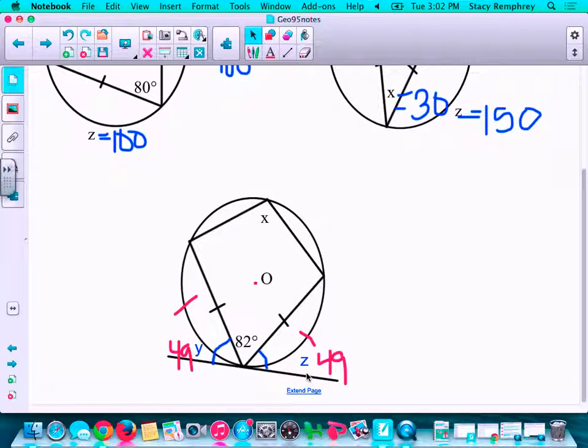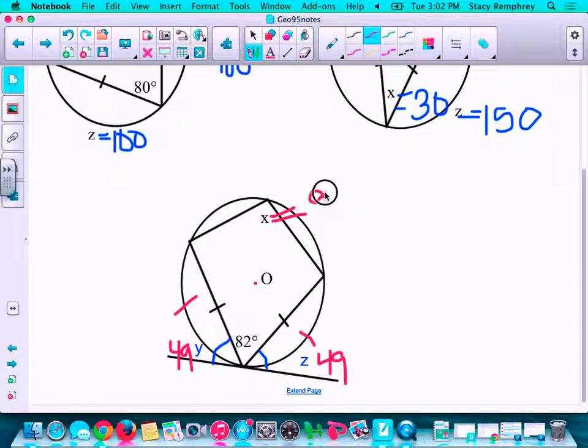Over here, again, there are many, many different ways to approach this one. I did forget to put in angle X. I'm going to use the fact that in an inscribed quadrilateral, the opposite angles are supplementary. So that makes this angle 98.